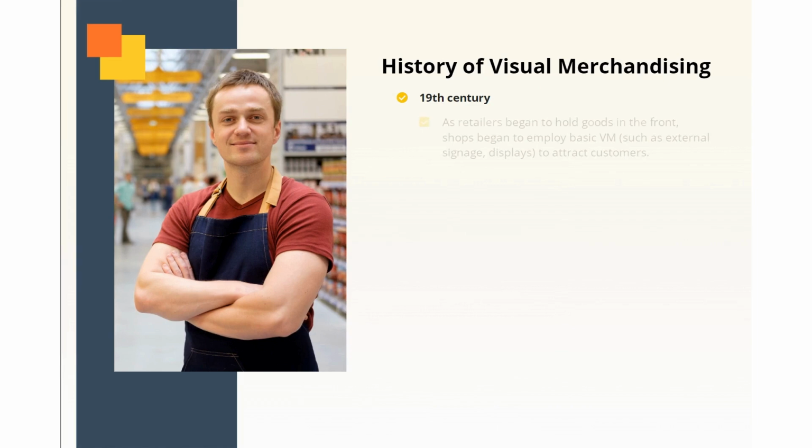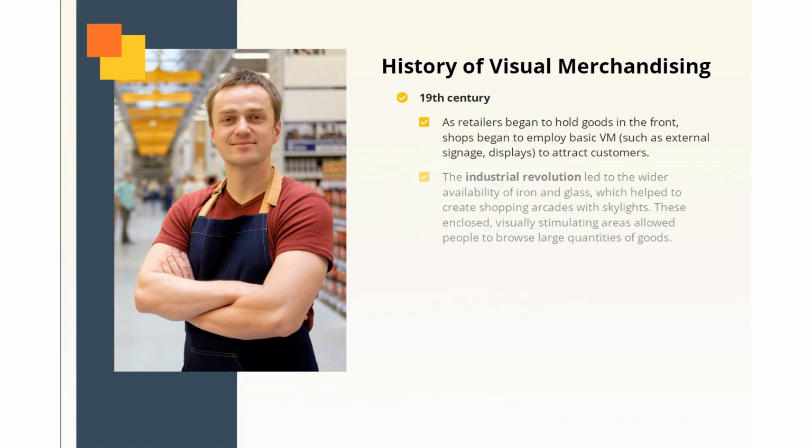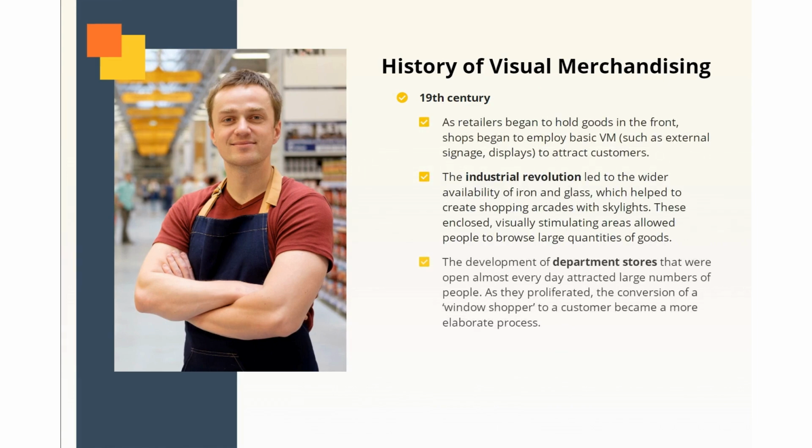19th century. As retailers began to hold goods in the front, shops began to employ basic VM, such as external signage and displays, to attract customers. The Industrial Revolution led to the wider availability of iron and glass, which helped to create shopping arcades with skylights. These enclosed, visually stimulating areas allowed people to browse large quantities of goods.